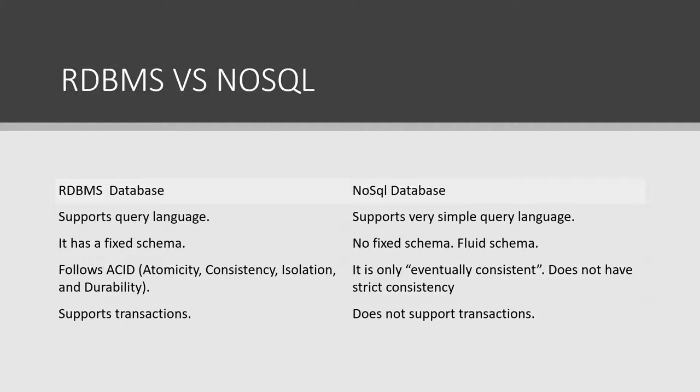So if you want to have n number of rows in one, and n plus one in another, you can do that. There is no such fixed schema when we talk about NoSQL database.